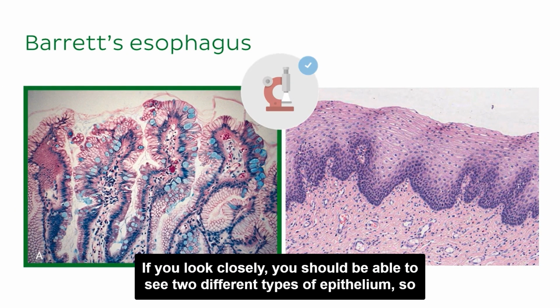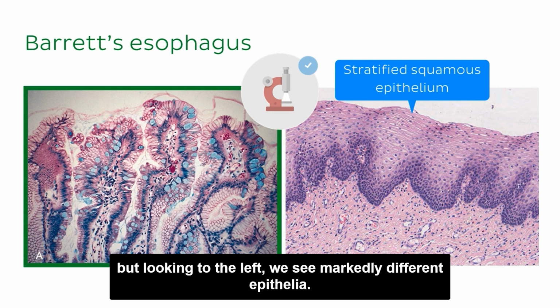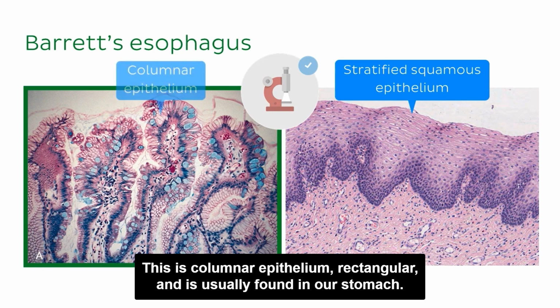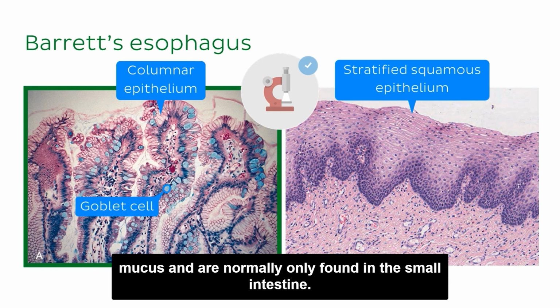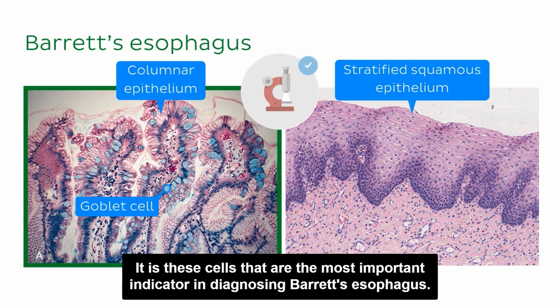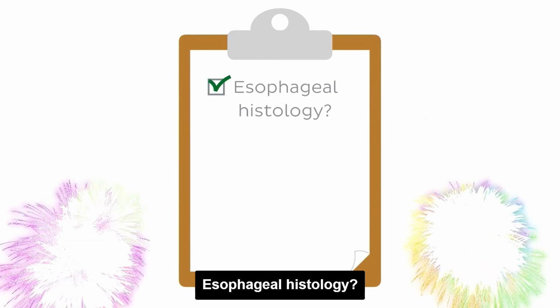If you look closely, you should be able to see two different types of epithelium. To the right, we see stratified squamous epithelium, which we would usually find within our esophagus. But looking to the left, we see markedly different epithelia. This is columnar epithelium, rectangular, and is usually found in our stomach. The most distinguishing feature, however, is the presence of goblet cells, which produce mucus and are normally only found in the small intestine. It is these cells that are the most important indicator in diagnosing Barrett's esophagus. Okay, so we've finished. Esophageal histology, easy.